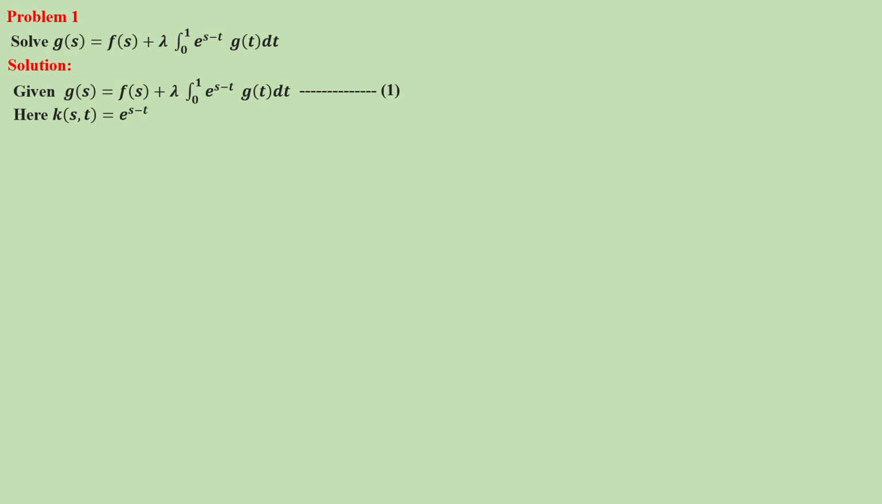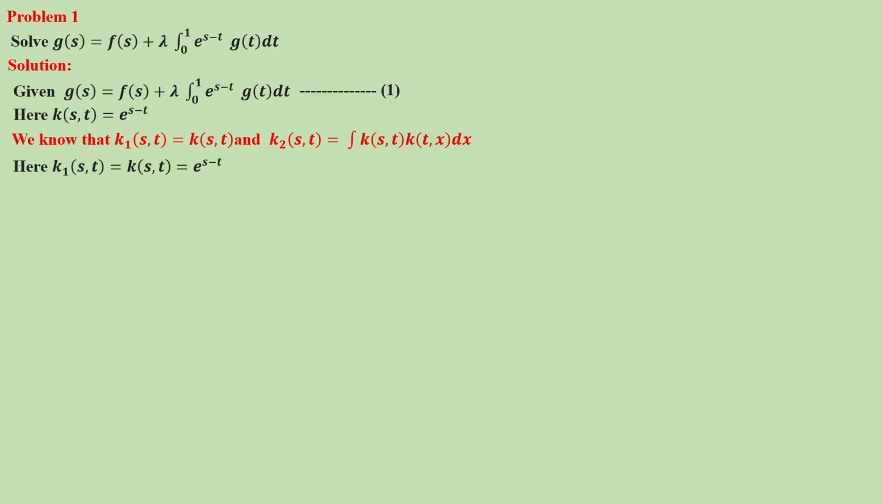Here the kernel K(s,t) is equal to e^(s−t). So we know K₁(s,t) = K(s,t), and K₂(s,t) = ∫ K(s,t) K(t,x) dx, right, from the previous theorem. Here K₁(s,t) = K(s,t) = e^(s−t). So we are taking the main part of the theorem as a formula, substituting the values according to this problem, and we will find the solution.